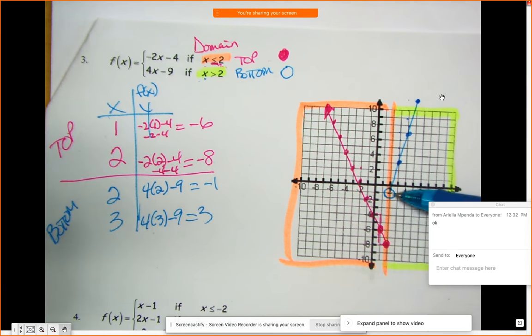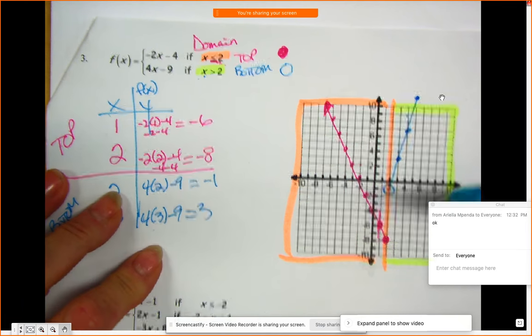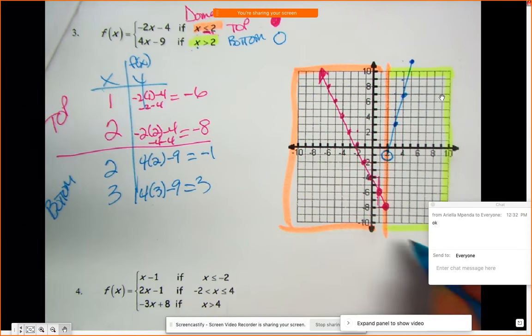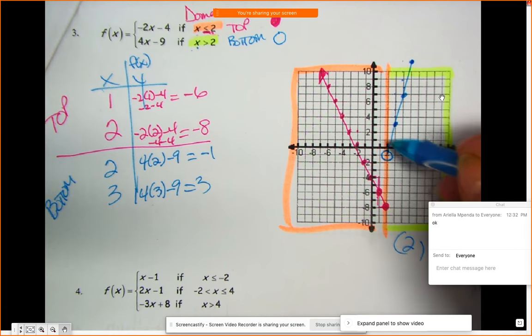Anytime you have a boundary line, you might have more than one point, but I guarantee you only one of them is filled in. Otherwise, it wouldn't be a function. Like if I say who is 2's partner, 2 goes with what? You're going to go down and find the solid point.